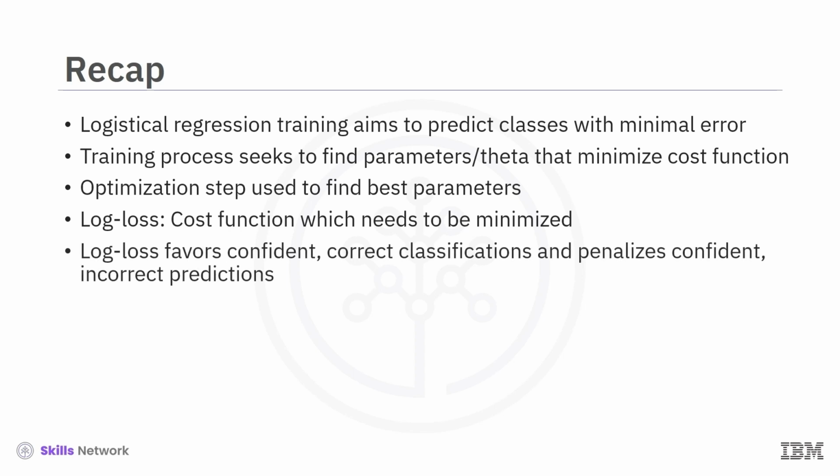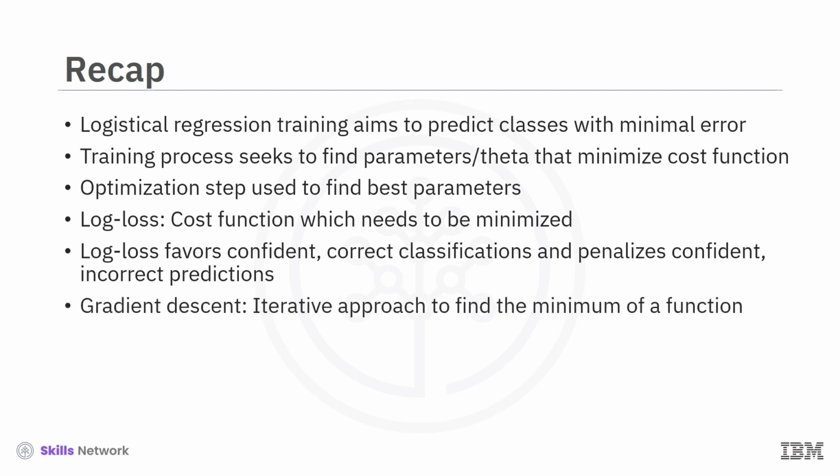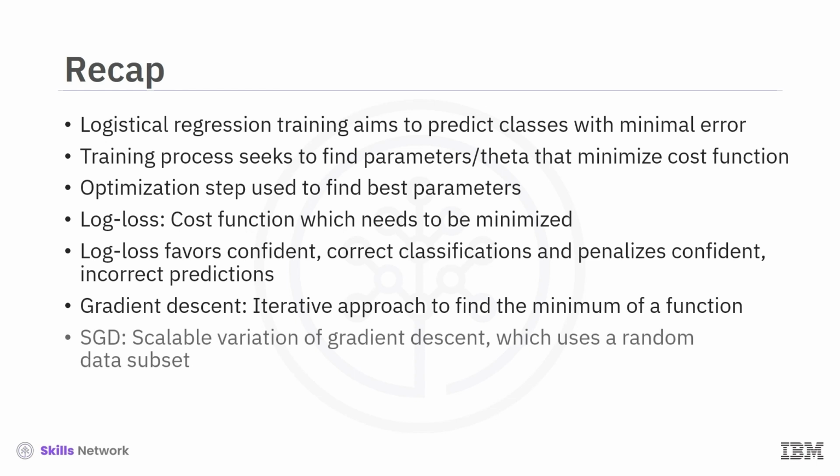Log loss favors confident classifications that are correct and penalizes confident, incorrect predictions. Gradient descent is a clever iterative approach to finding the minimum of a function. Stochastic gradient descent is a scalable variation of the gradient descent algorithm, which uses a random subset of training data.